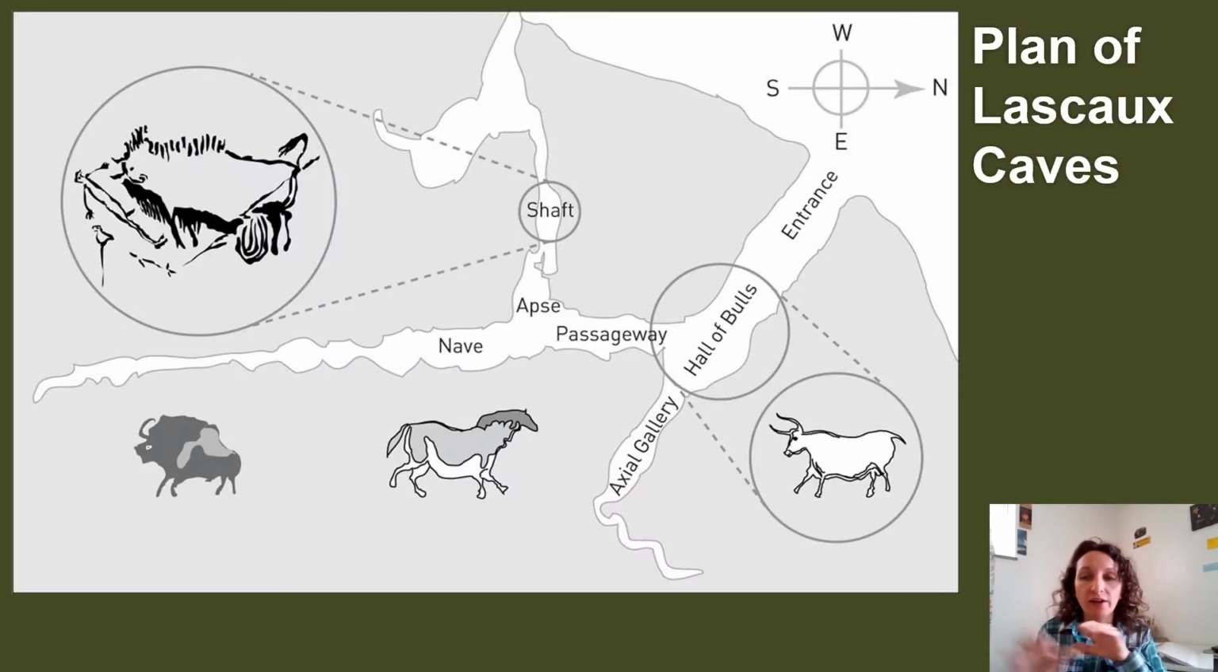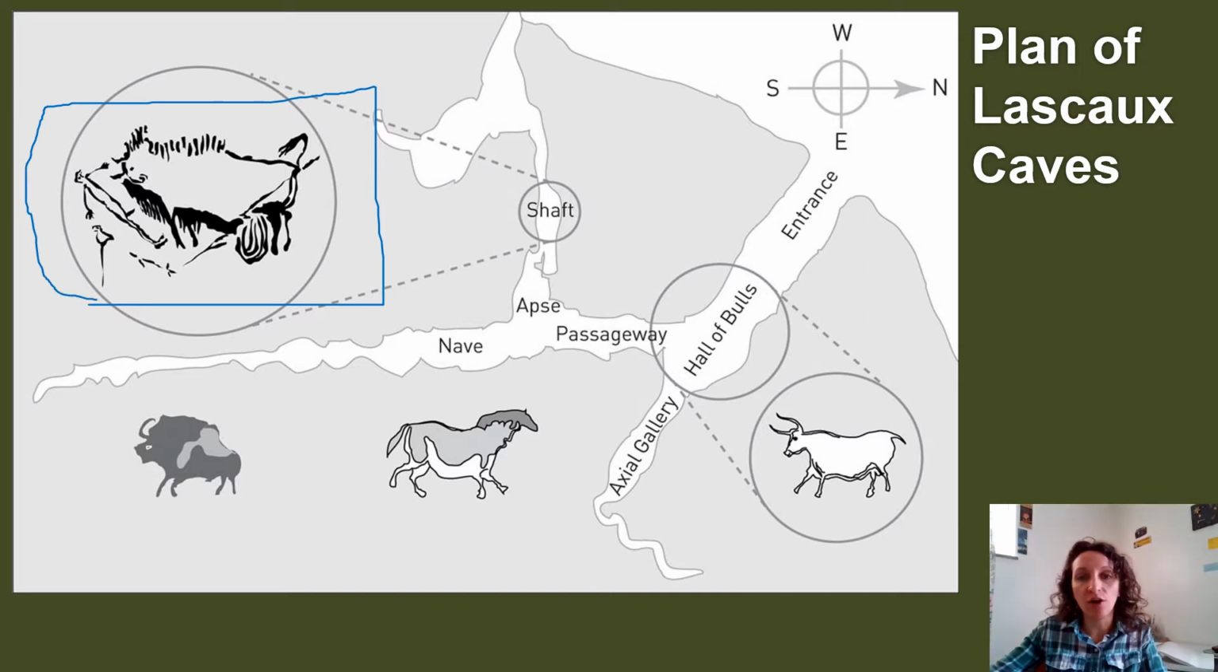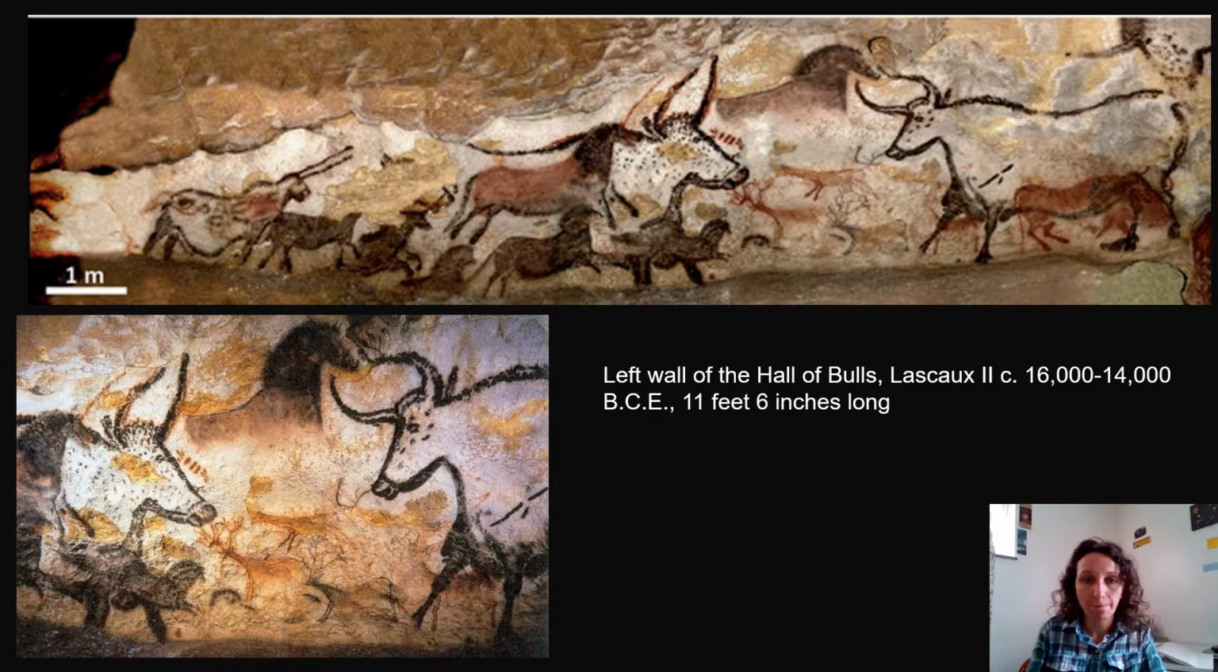This is the rough layout. The big areas that I want you to know for the test are this one, which we'll talk about in just a moment, and then the Hall of the Bulls here, which we're going to talk about first. All right, so this is the Hall of the Bulls in Lascaux Cave.